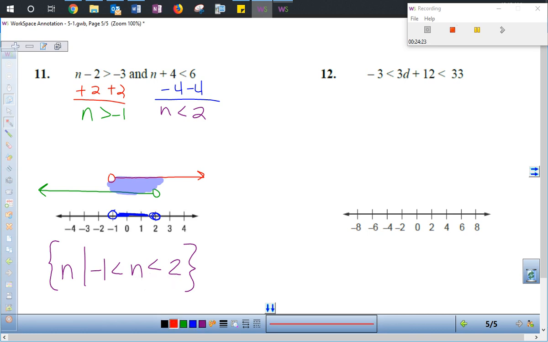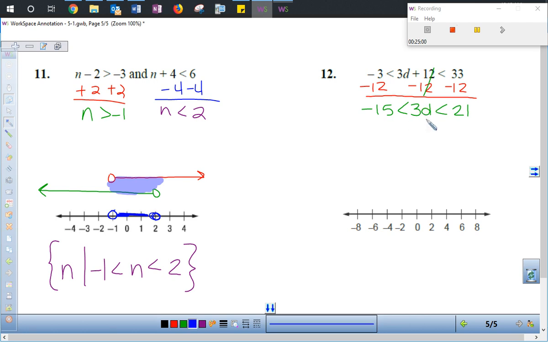On number 12, we have negative 3 is less than 3d plus 12, less than 33. So we just have to get the d by itself. So we need to start by subtracting 12, but remember we subtract it from each side of this inequality. Negative 3 minus 12 is negative 15. The 12's cancel out and leave me with 3d. And 33 minus 12 leaves me with 21. Now, I did not multiply or divide by a negative number, so the symbols stay the same.